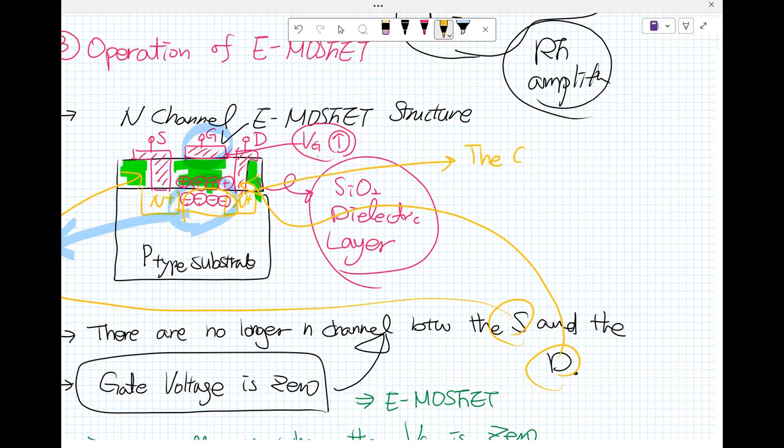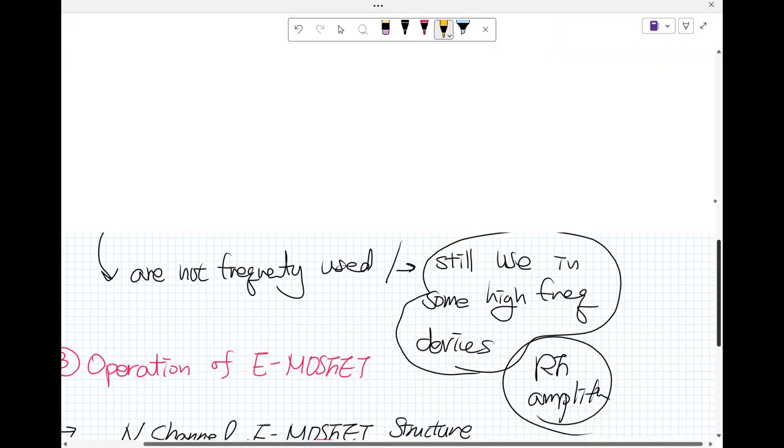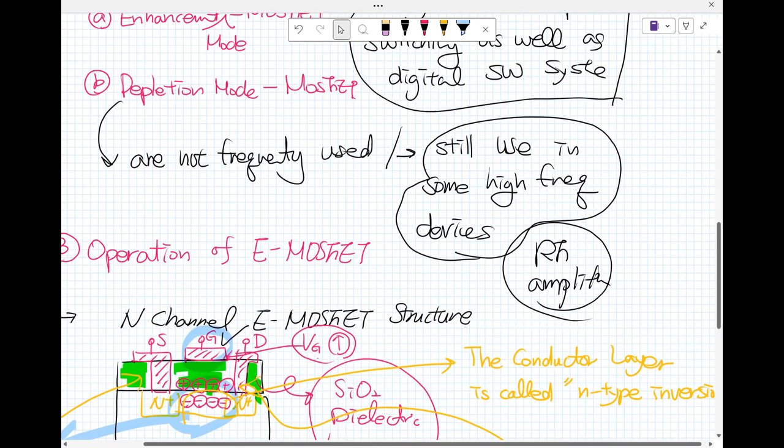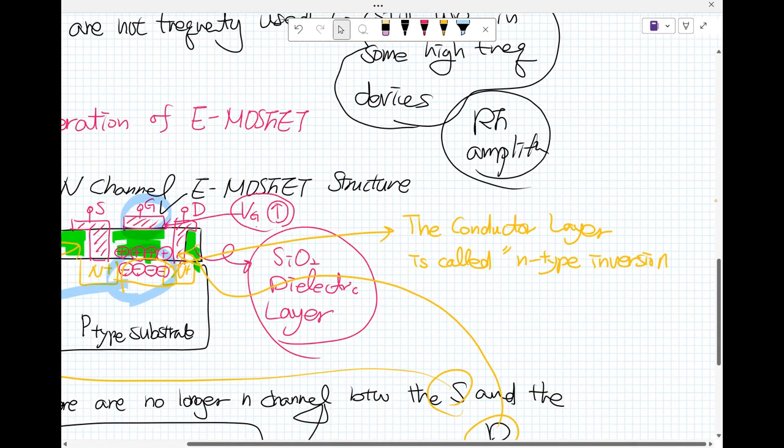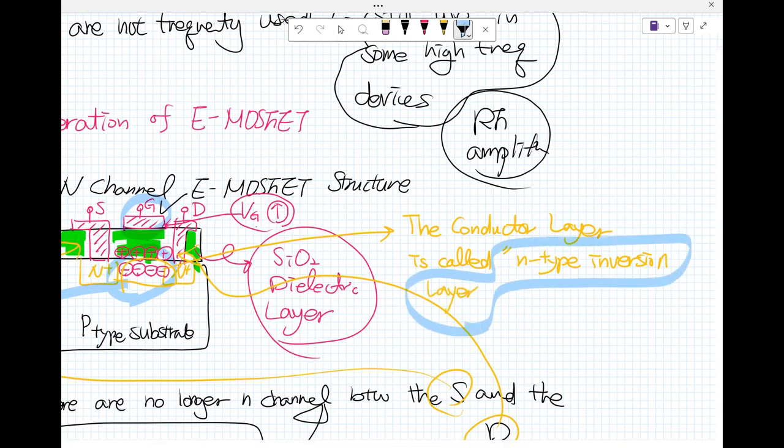So from here they make this conductor layer, which is called the inversion layer. Inversion layer. Okay, that's very important. All right. Any questions?